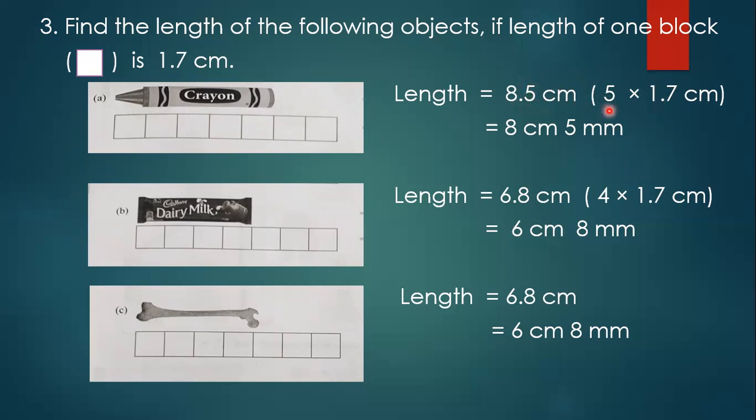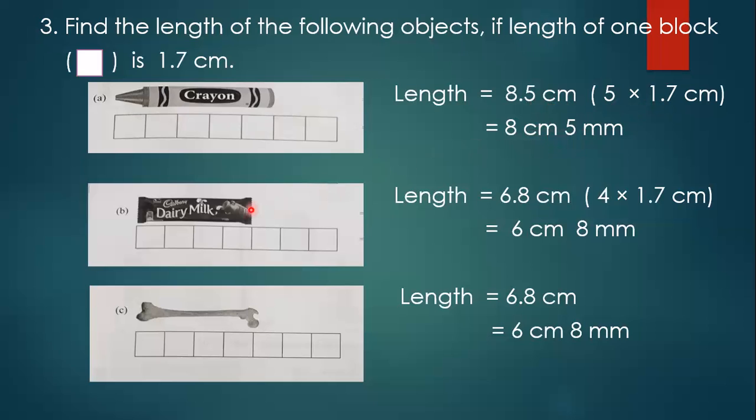1.7 multiplied by 5: instead of taking the decimal directly for multiplication, avoiding the decimal point, we can multiply 17 into 5, 85. And here one decimal place is there. That one decimal place we will give in the answer also. It will be 8.5. And this 8.5 centimeter we can write as 8 centimeter and 5 millimeter.